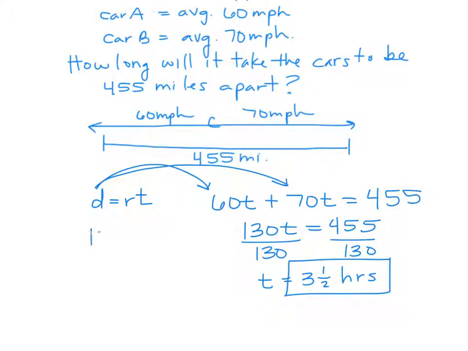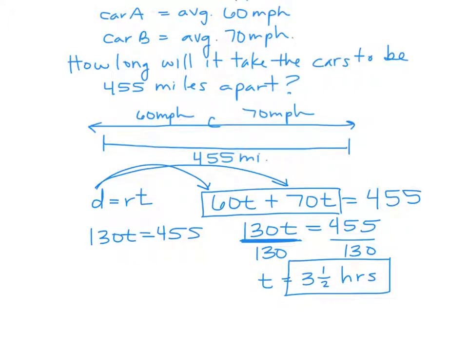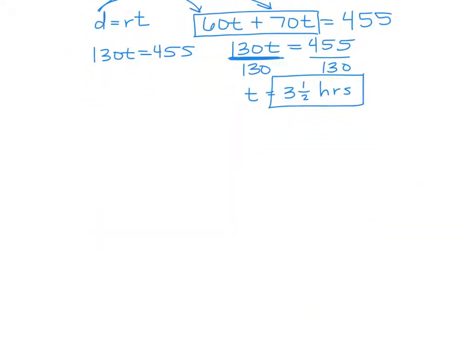So I had this, right? 130t equals 455. And then I divided both sides by 130. So I added these together to get 130t. Okay? Any other questions on that one? Okay, example 2.